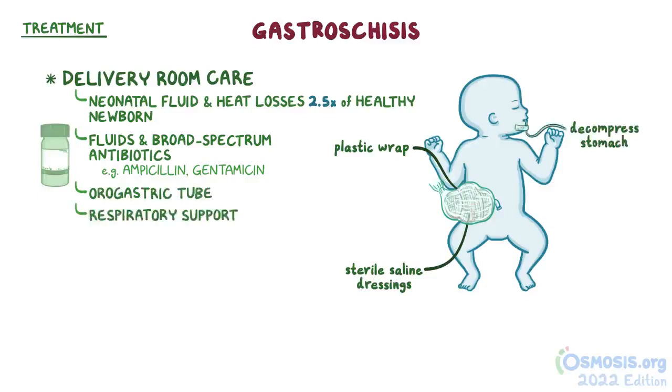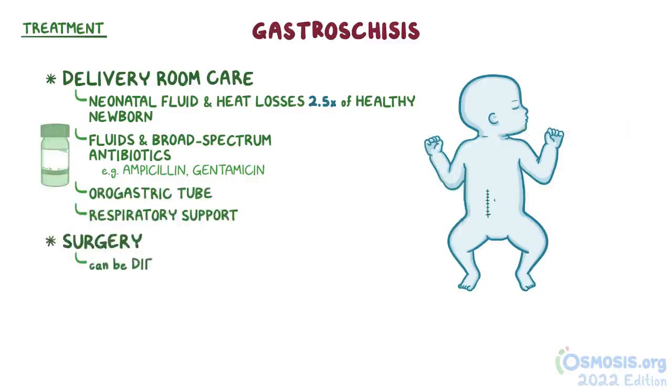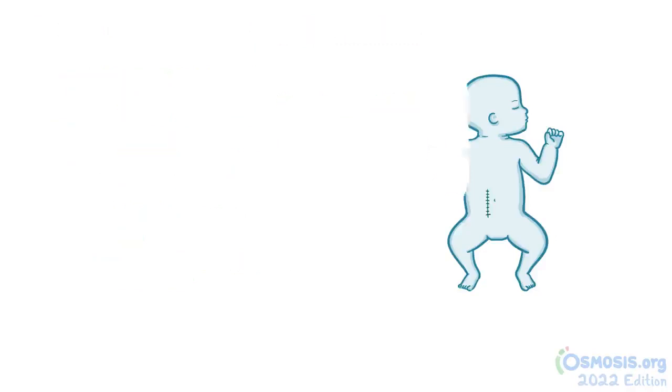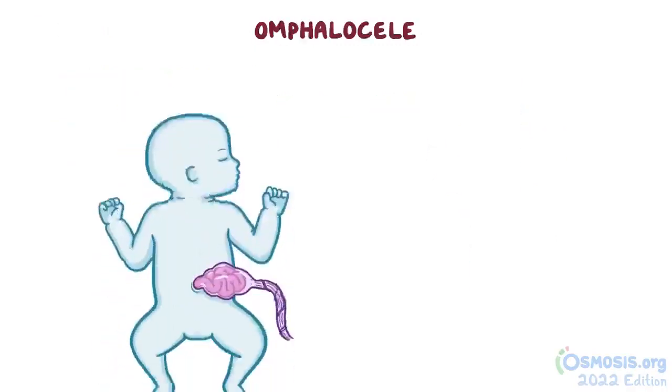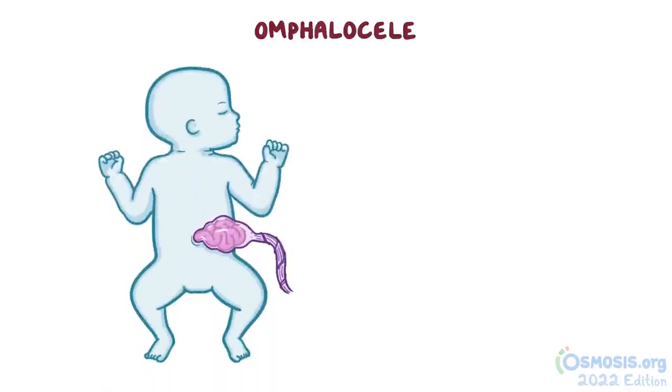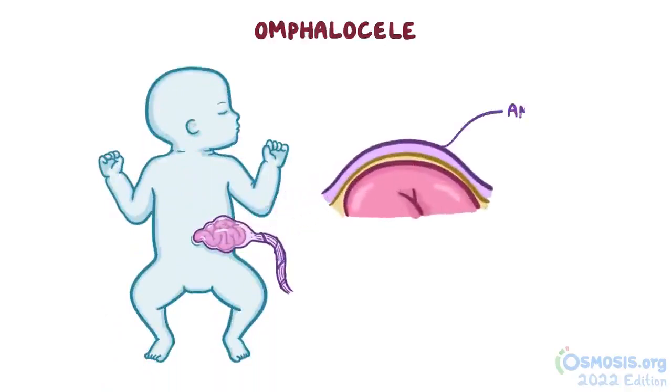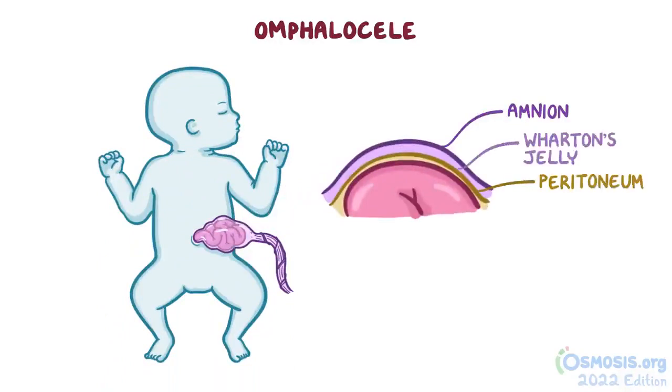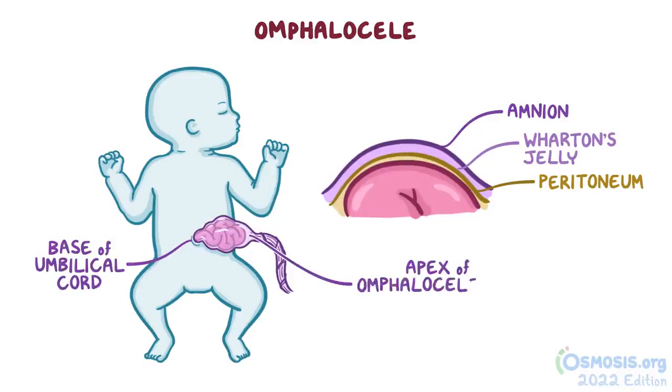The defect must then be closed via surgery, which can be difficult if the defect is large and other abdominal organs are also herniated. However, the prognosis is generally very good. Okay, fourth, omphalocele is also a midline abdominal wall defect through which abdominal contents eviscerate. However, omphalocele is covered by a membrane of amnion and peritoneum, with an additional layer of Wharton's jelly between those two. The defect occurs at the base of the umbilical cord, with the cord and umbilical vessels inserting at the apex of the omphalocele sac.